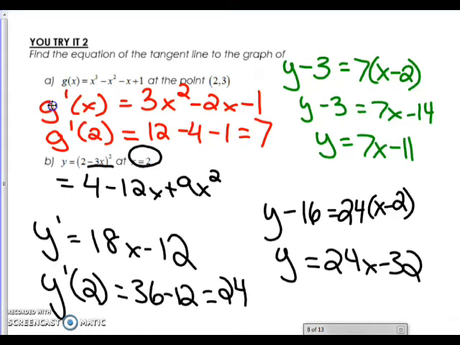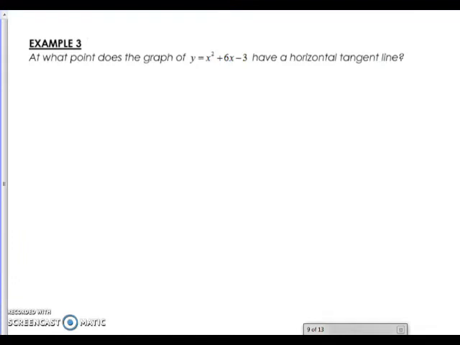Alright, so the next one says, at what point does the graph y equals x squared plus 6x minus 3 have a horizontal tangent line? Let's think about what that means in words. Horizontal is a y equals line, right? Tangent line we know is code for derivative. So basically what this is asking is, you want to take your derivative, because that's the tangent line, and a horizontal line. What slope does a horizontal line have? 0. So really it's saying, when is your derivative going to be 0?